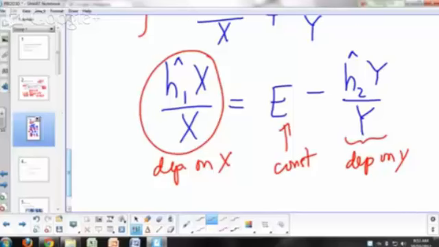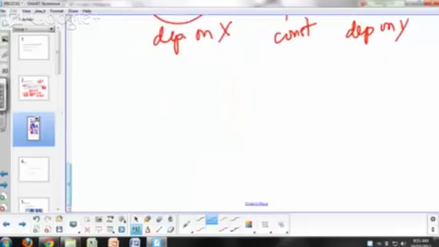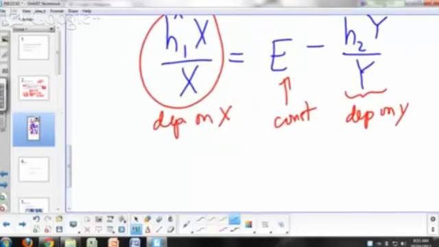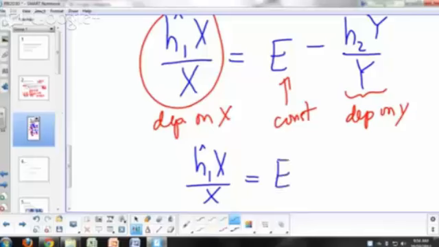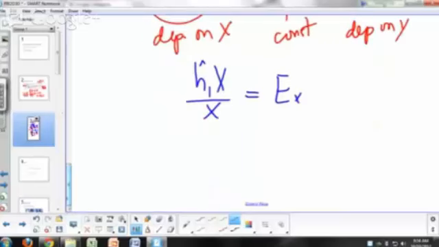Right? So I can then say that H1 hat of X over X must be equal to a constant. What should I call that constant? Let's call that E sub x. Okay? For reasons that will become obvious later. Now, the right-hand side is also going to be equal to that same constant, right? So the right-hand side would be H2 hat, let's see, what do I have on the right-hand side?